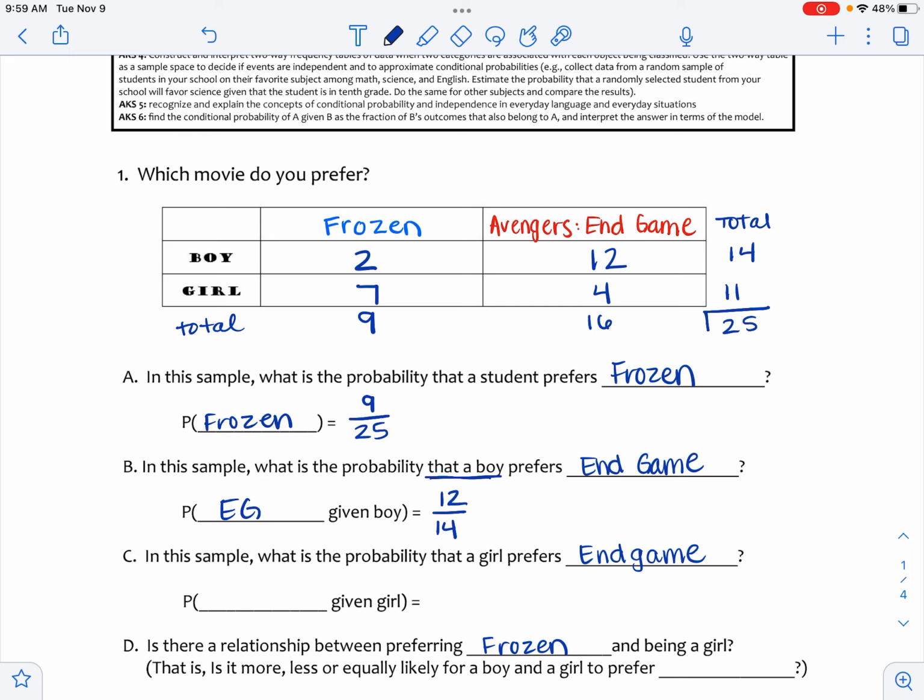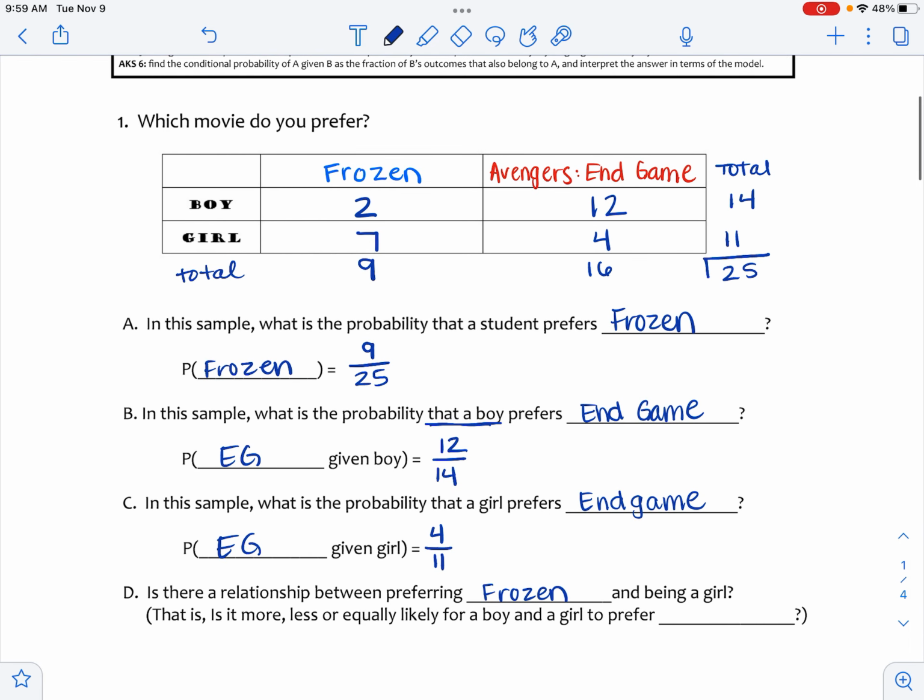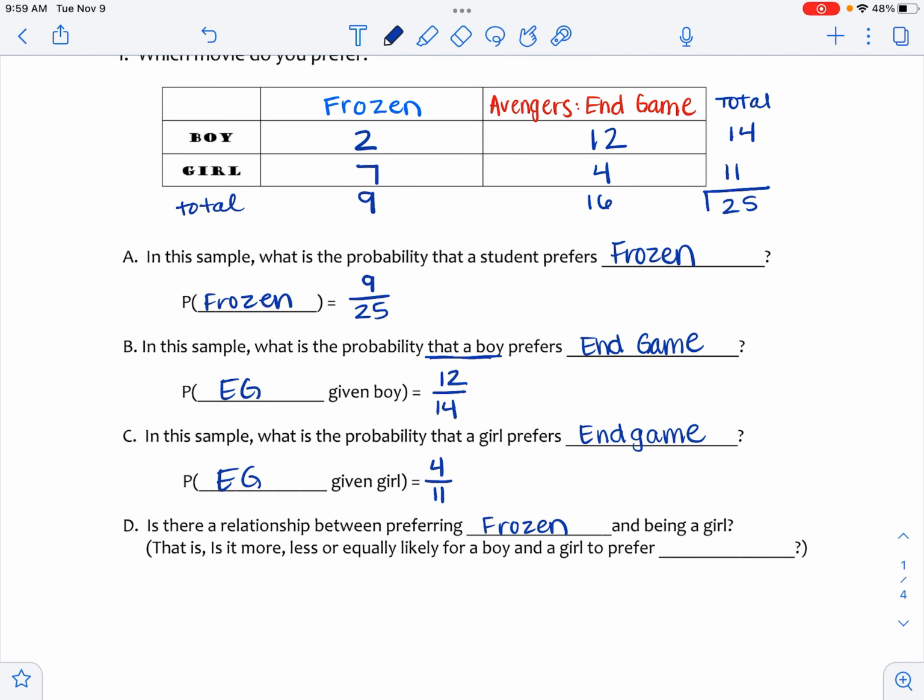Now, what is the probability that a girl prefers Endgame? So again, I'm just looking at the girls. I don't care about the boys right now. 4 girls prefer Endgame out of the 11 girls total. So 4 out of 11 for Endgame and girls. So D says, is there a relationship between preferring Frozen and being a girl? That is, is it more likely or less likely for a boy or girl to prefer Frozen? Or we could look at Endgame as well. So for this one, actually, let's look at Endgame because we just found the Endgame probabilities.